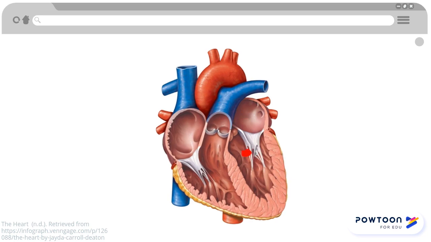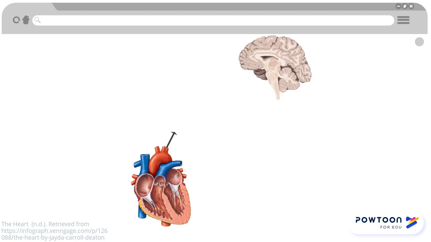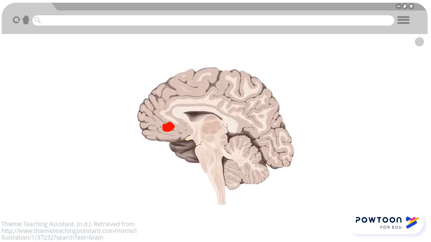From here, the clot can get pumped out to the rest of the body, where it can travel towards the brain. If a blood clot reaches the brain and blocks blood flow, it can cause a stroke, which can have detrimental effects to Susan's neurological functioning.